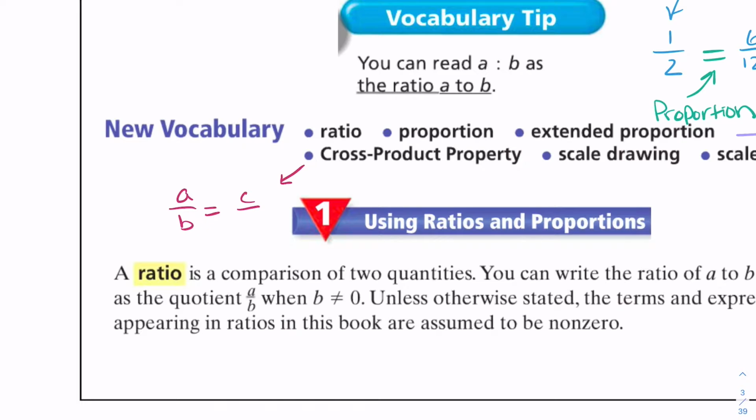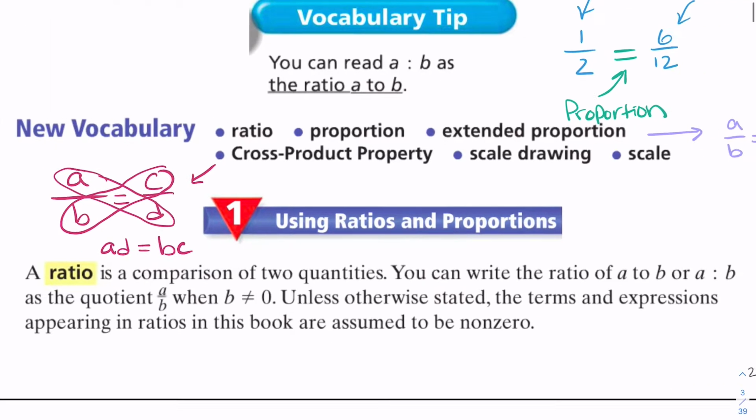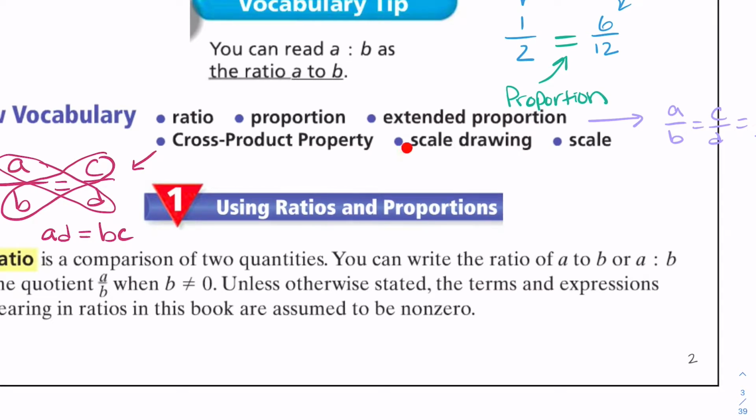Let's see, let's write this a little bit larger. So in this case, A times D is AD. That must be equivalent to B times C. It's hard to tell what that is when I do that, which is BC. All right, and that's the cross product property. Scale drawing, we're going to look at drawings and look at their scale factor. Scale and scale factor. You might want to add the word factor to this. Scale factor.